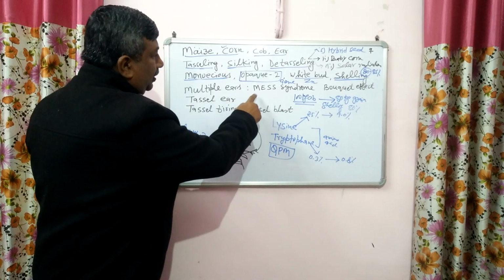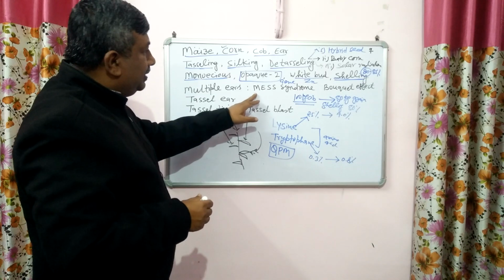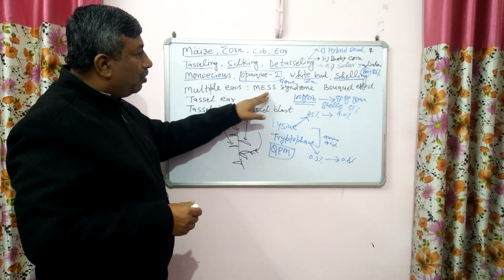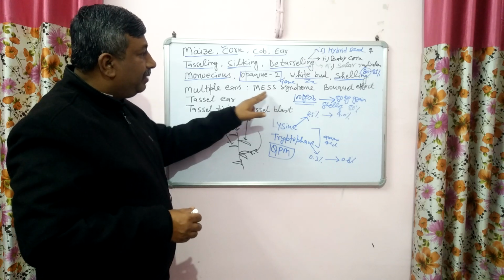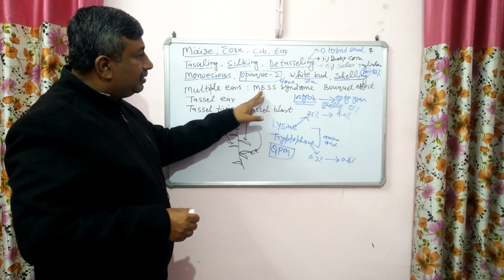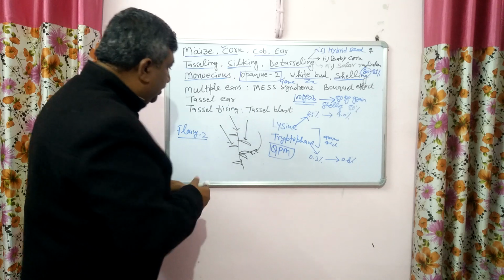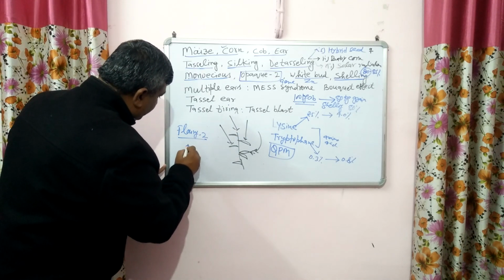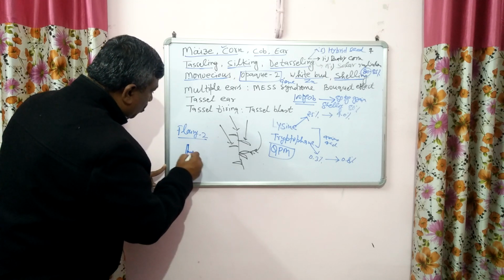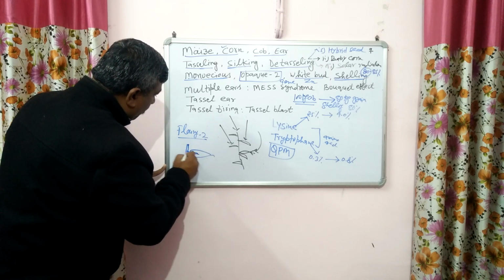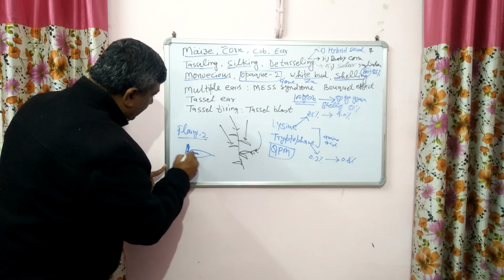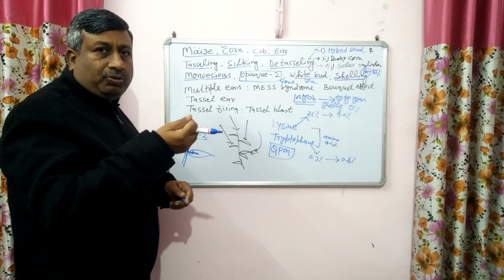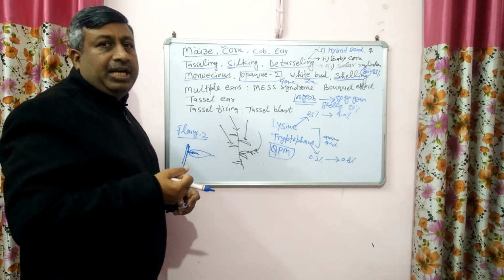Multiple ear, also known as Maize syndrome, means multiple ears on the same shank. What is a shank? This is the plant, this is a node, and this is the cob. The cob is attached with a long structure which is known as the shank. जो डंडी जो भुट्टे में लगी रहती है, that is known as shank.